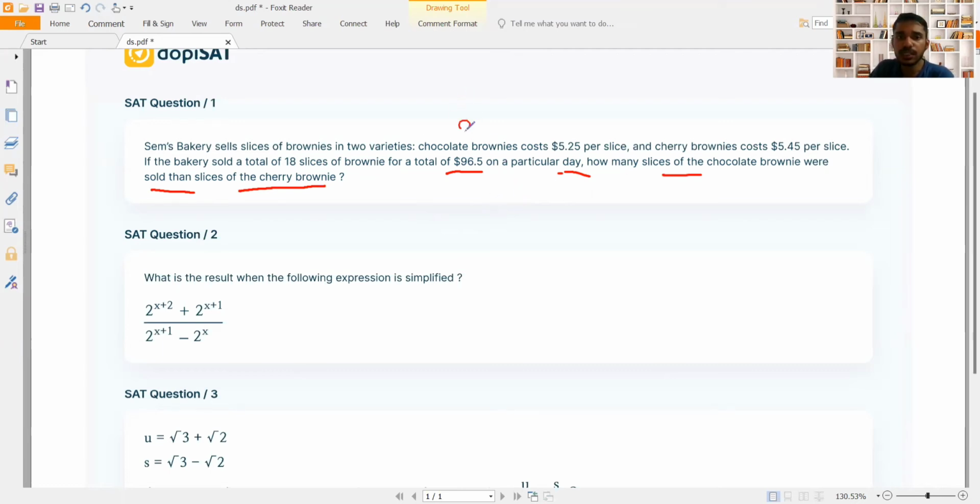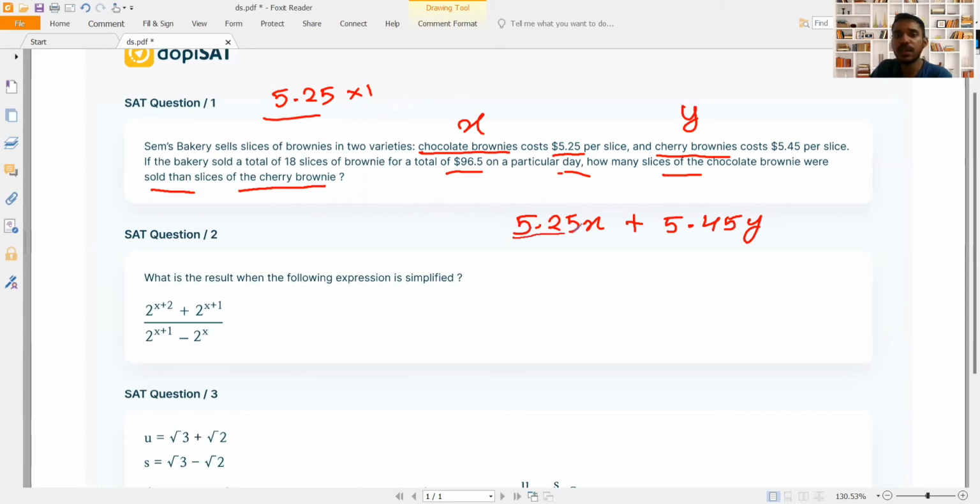So let the chocolate brownies be X and cherry brownies be Y. The cost is given. The cost of one chocolate brownie is 5.25 into 1, and the cost of X chocolate brownies becomes 5.25x, and the cost of Y cherry brownies becomes 5.45y. Cost of 1 is 5.25, so cost of X we just multiply with X, and similarly here we multiply with 5.45, and this total cost equals 96.5 as given in the question.